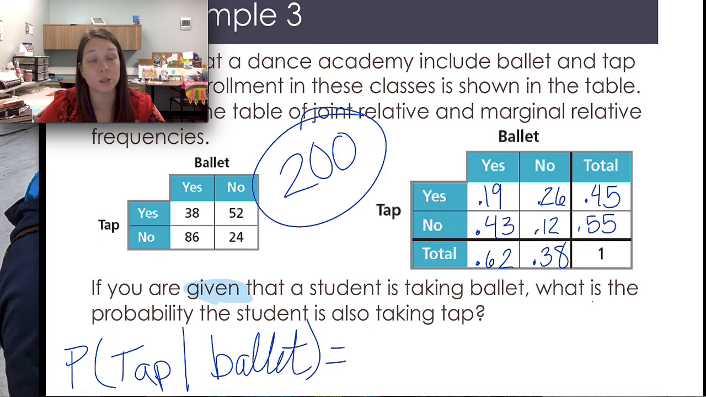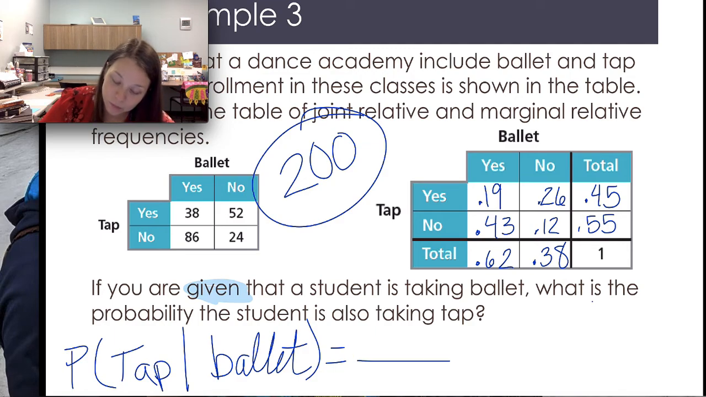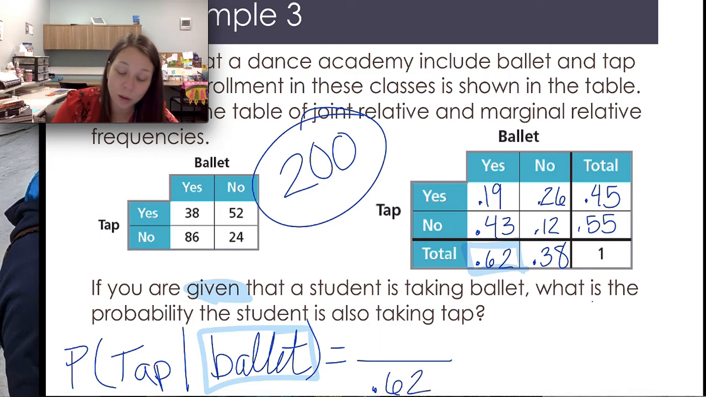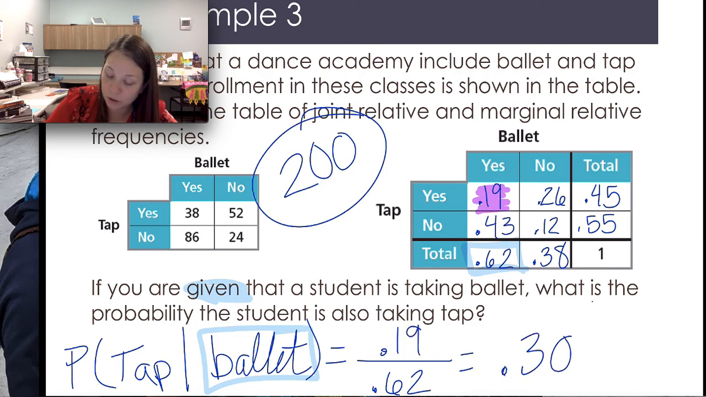Remember that the given piece is always going to represent our denominator. So I'm given that someone is in ballet. So the total number of students that say yes to ballet is 0.62. And that's going to give me the denominator. My numerator is the overlap of those that say yes to both ballet and tap. So 0.19. Giving me an answer of 0.306.